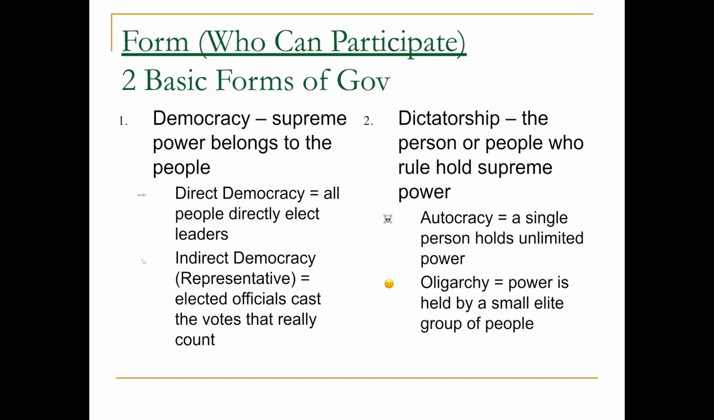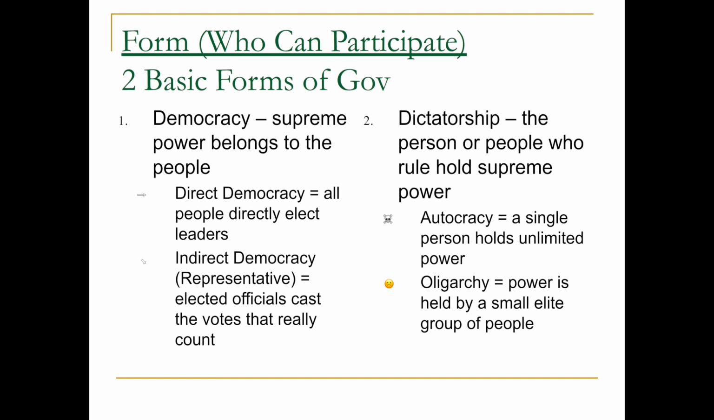And a lot of times we think of a dictator as one individual, but in a dictatorship it could be a small group of people. Okay, so the two big groups that we have as far as dictatorship. And before we get into that, let's define it. The person or people who rule hold supreme power. It's unquestioned authority. There are no checks on their power. And the first of those is what we call an autocracy. This is the most extreme example of this. And you notice that Coach Green put a skull and crossbones, which I love, next to autocracy. A single person holds unlimited power.